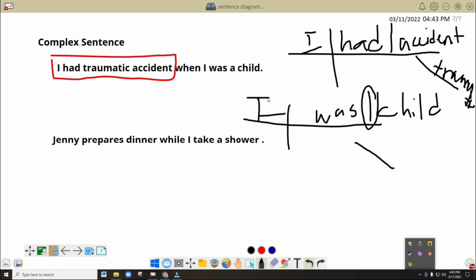Now, for you to identify whether this one is an object or a predicate nominative, all you have to do is to ask the question what. If the answer to the question what is this word, then it simply means that this is an object. So I'll give you an example. I eat spaghetti. So what do I eat? Spaghetti. So that's the answer to the question what. Spaghetti. So that's an object.